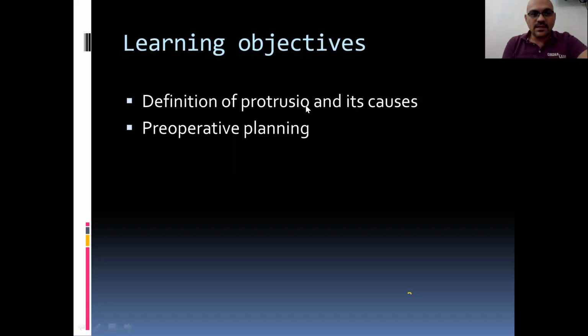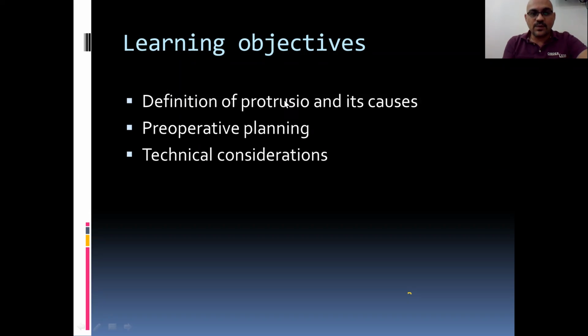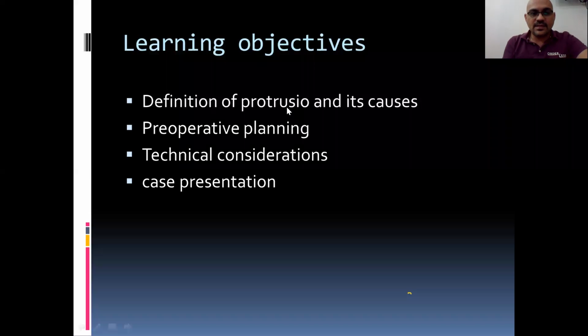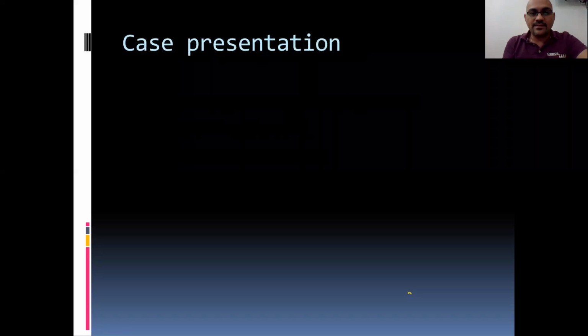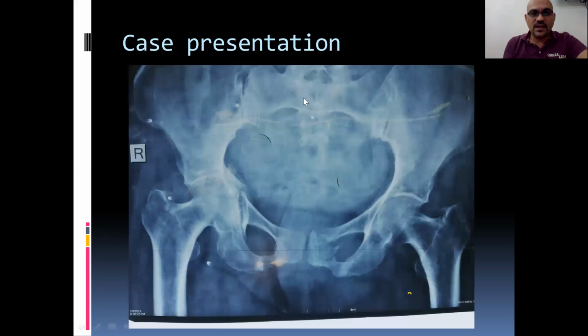We will start with preoperative planning: how to plan for a patient with protrusio acetabuli, especially the center of rotation of the hip, as well as some technical considerations during operation. And this is a case presentation. We will start it now, and then we will solve the problem later. So anyone can share his ideas.